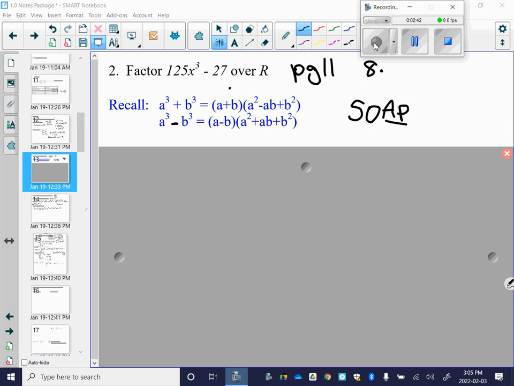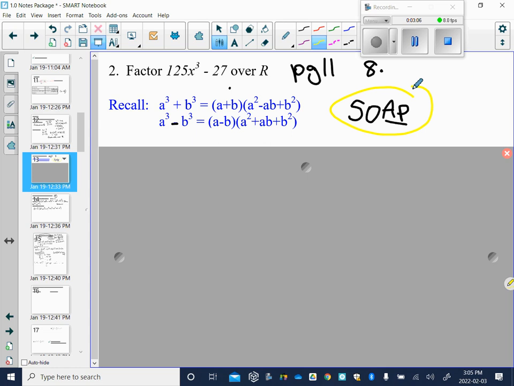Next up, we're talking about cubes. And there is a formula. It's found on page 11, and you're looking for number 8. Whenever we have a sum or a difference of cubes, we follow this pattern. One way to remember it is the acronym SOAP.